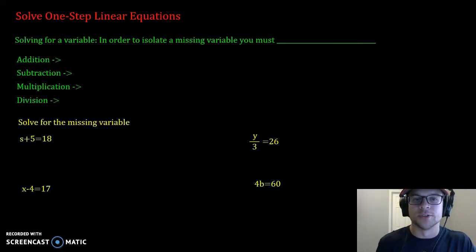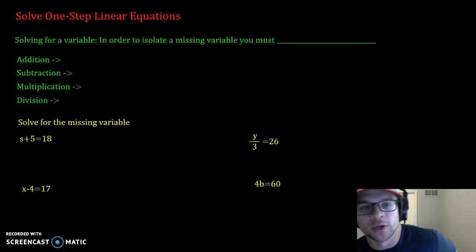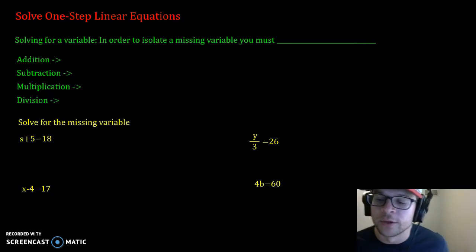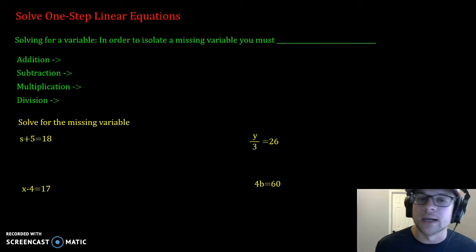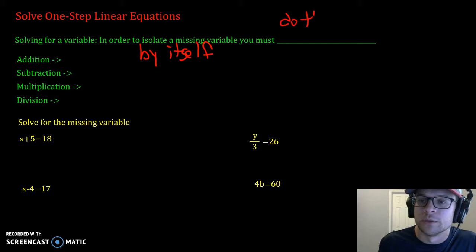We're going to go over how to solve one-step linear equations. In order to solve one-step linear equations, you have to isolate a missing variable, or a letter that you don't know what it represents. Isolate is just another word for to get by itself. And in order to get that variable by itself, you must do the opposite of what you see.